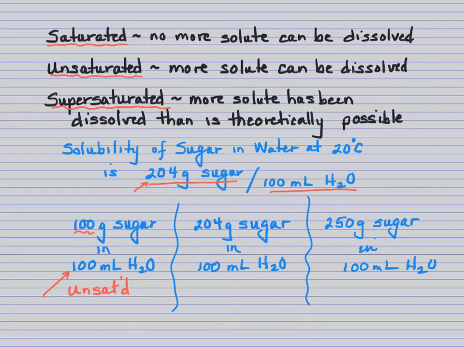Okay? If I have exactly 204 in 100 milliliters of water, we say that this solution is saturated. And I'll usually abbreviate like that. If I have, say, 250 grams of sugar in 100 milliliters of water, this is supersaturated. So how do we get more solute dissolved than is theoretically possible?